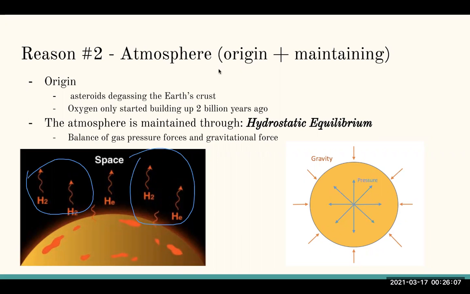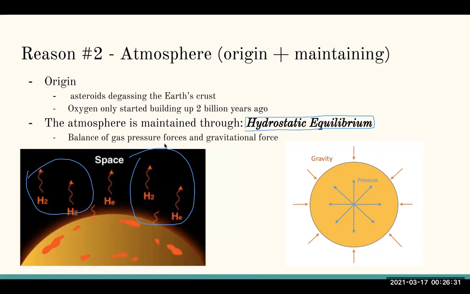And how is our atmosphere maintained? Like, it's built up, but how's it there? Won't it just fly away? Won't the gas particles just fly out into space? Well, how is it there? So it's actually maintained through this really cool thing called hydrostatic equilibrium.